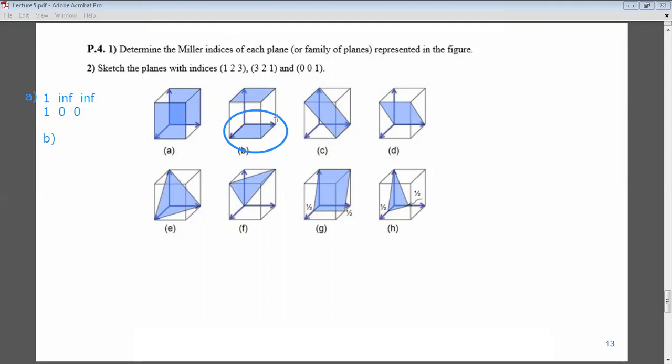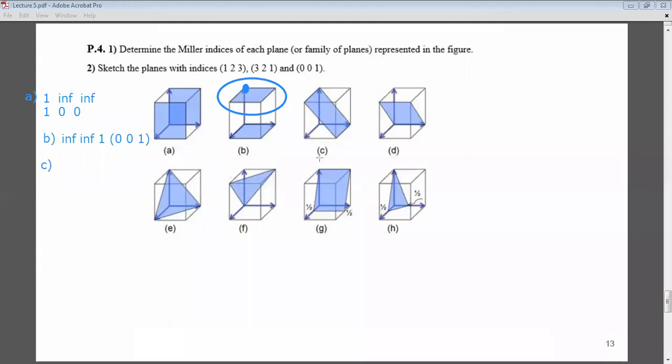Okay, so now I will not work with this one down here. I will work with this one up here. Now, where does it hit? It hits the z-axis at 1, right? It is parallel to the x-axis, so infinity, and it's parallel to the y-axis. So I have infinity, infinity, and then 1. So the Miller indices are 0, 0, 1. So this is B. Let's do C.